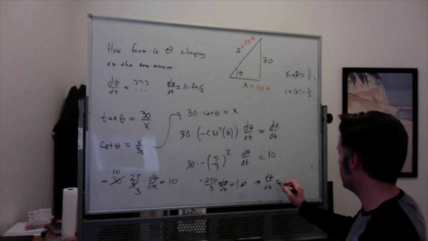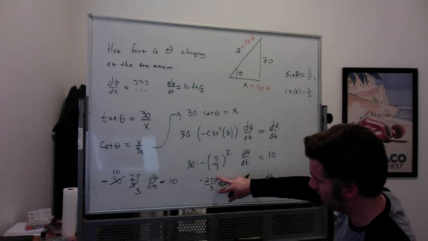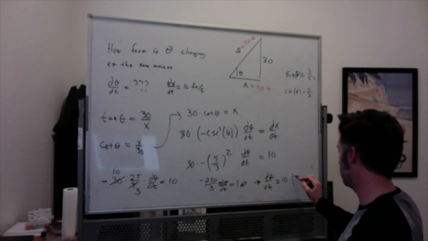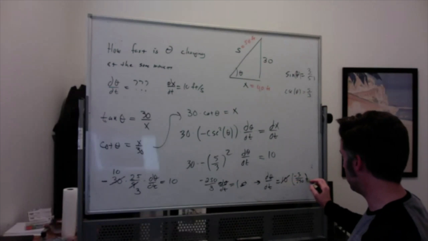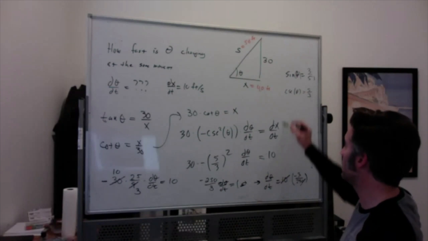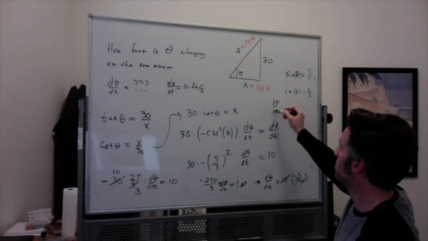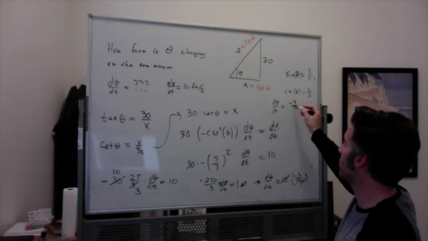So I've got 10, and I'm going to multiply by negative 3 over 250. So the 10 cancels with the 10 there. So my d theta dt is negative 3 over 25.